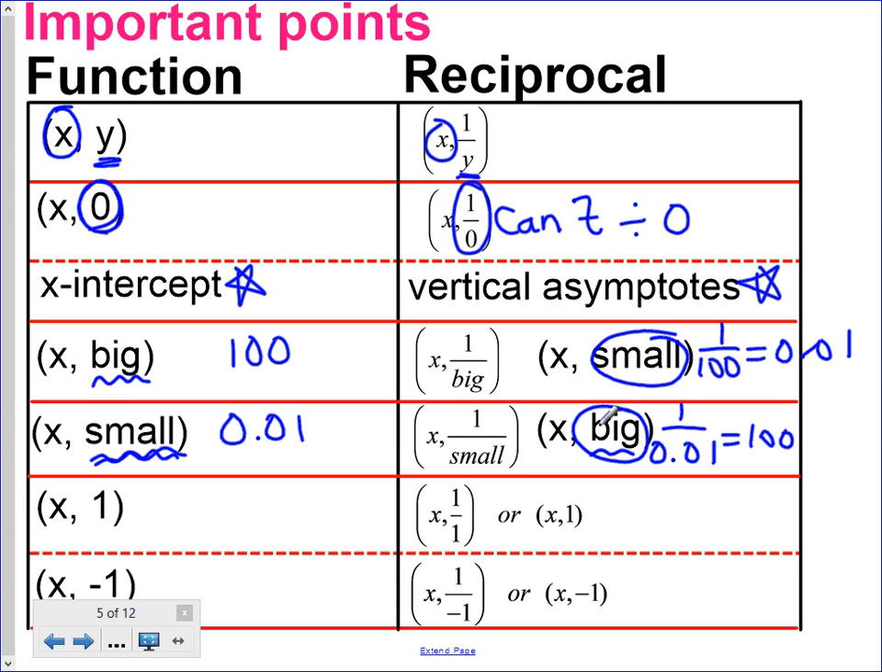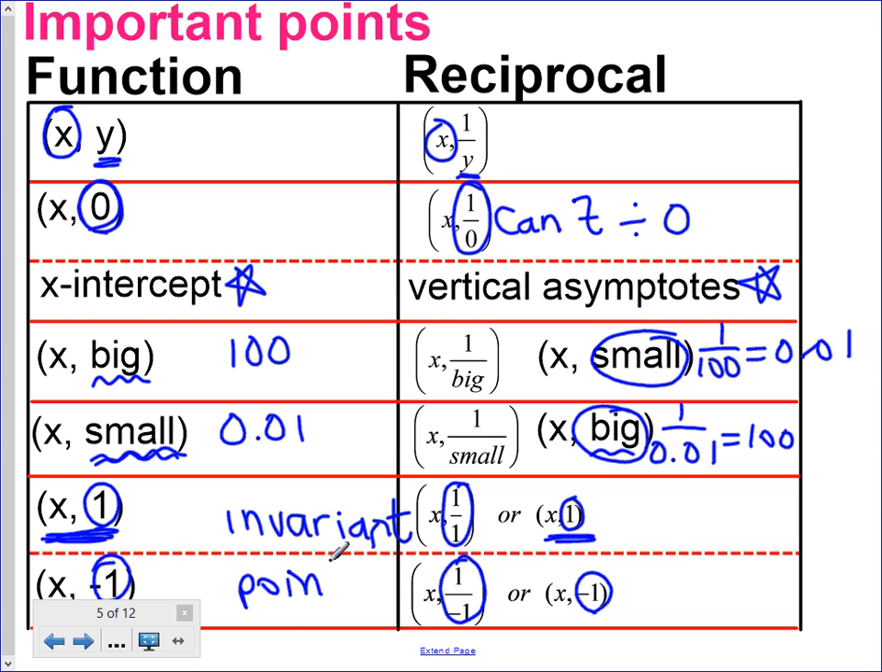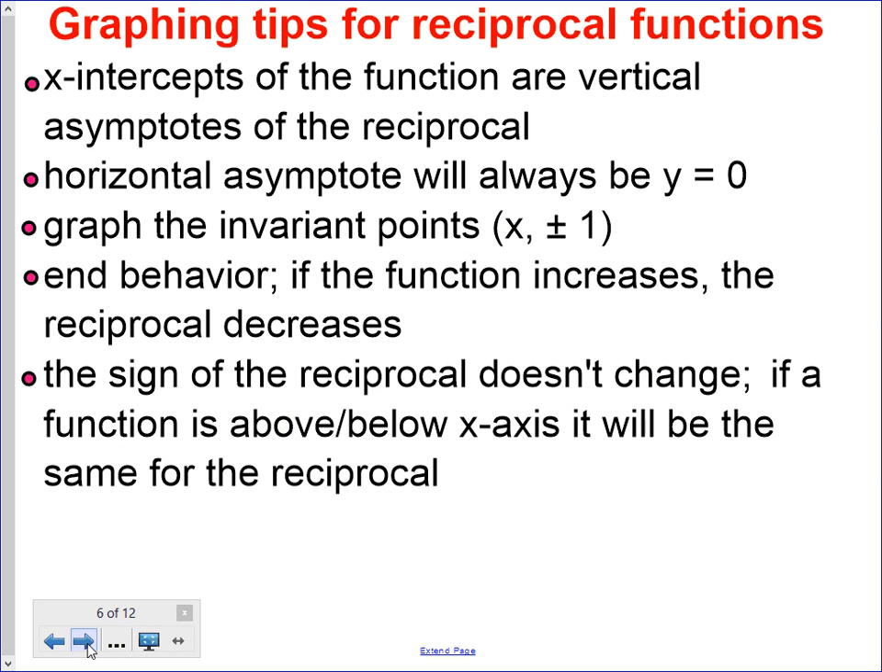And then we saw one of the invariant points. When y is 1 and I take the reciprocal of 1, I still end up with 1. So it stays the same. This point x, 1 on the function still stays as x, 1 on the reciprocal. The same is true for negative 1. When I have negative 1, 1 divided by negative 1 still stays as negative 1. So because these points stay the same, we call them invariant points, which means unchangeable. So these are called invariant points. They do not change values. Those are also going to help us when we graph. So let's put all of these ideas into play with the following examples.